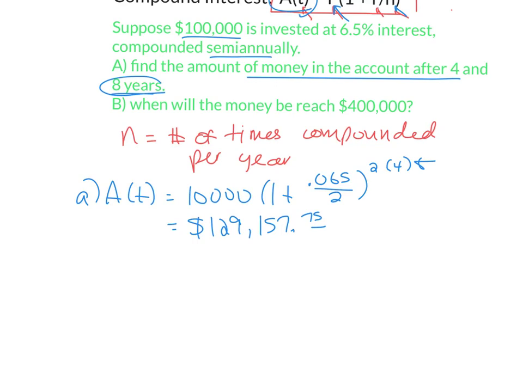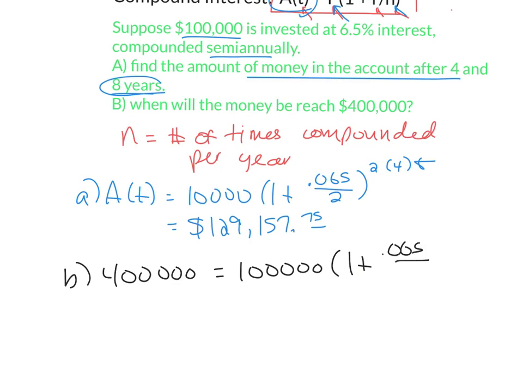Okay, the second part says when will it reach 400,000? So what I can do here is I'm going to say, okay, the final amount's 400,000. We're starting with 100,000. And everything else is the same. 1 plus 0.065 over 2. And over here here's the difference. I got 2t. So what I'm going to do first is move this 100,000 over, dividing both sides by 100,000. That gives me 4. I'm also going to work out what's inside my parentheses on my calculator. And when I do that, I get 1.0325 to the 2t power.